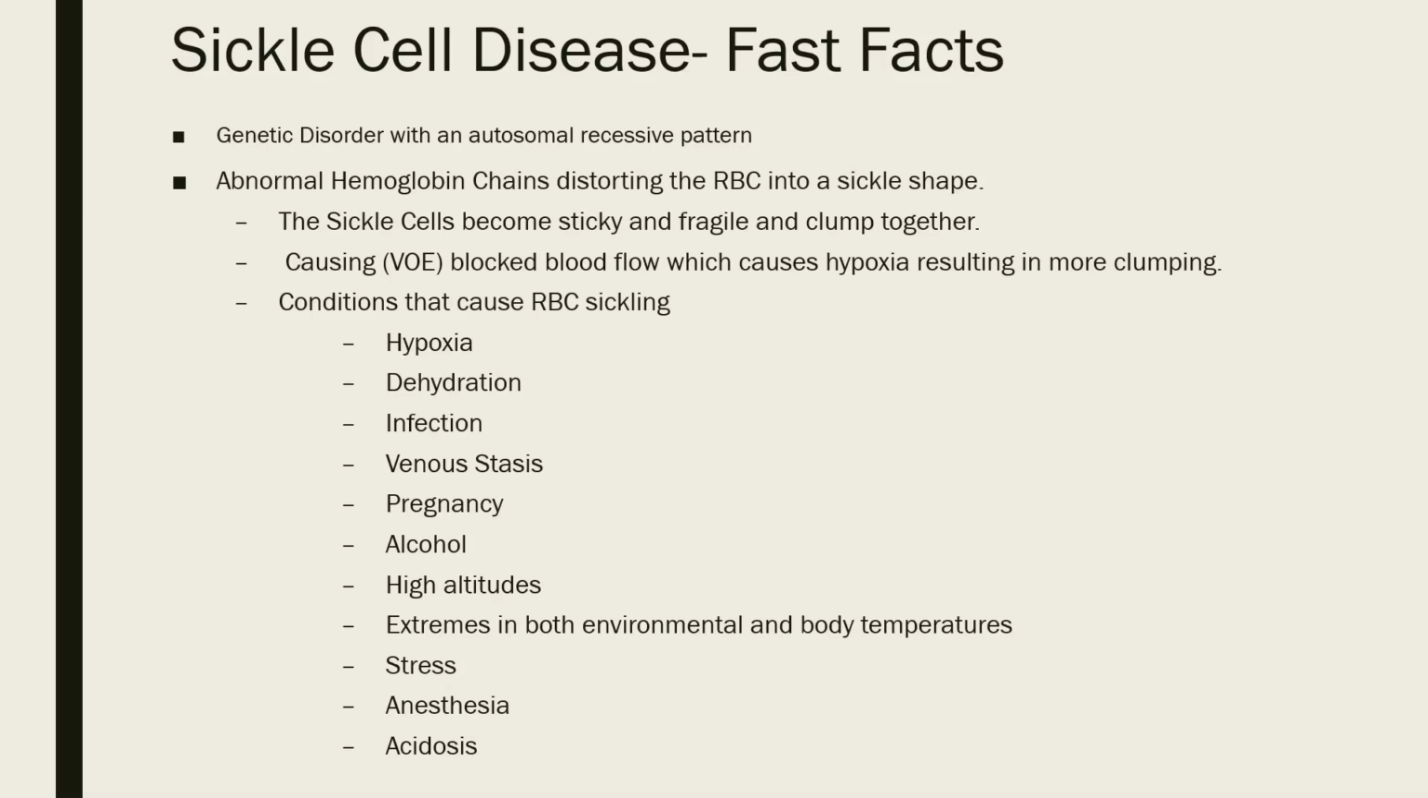So some of the conditions that cause red blood cells in the sickle cell patient to sickle are periods of hypoxia, dehydration, infection, venous stasis, and pregnancy. A lot of women will have sickle cell crisis during their pregnancy. High altitudes, extremes in environment or body temperatures, stress, and anesthesia can cause a sickle cell crisis. And if the patient has acidosis, especially respiratory acidosis, that will cause a sickle cell crisis as well.